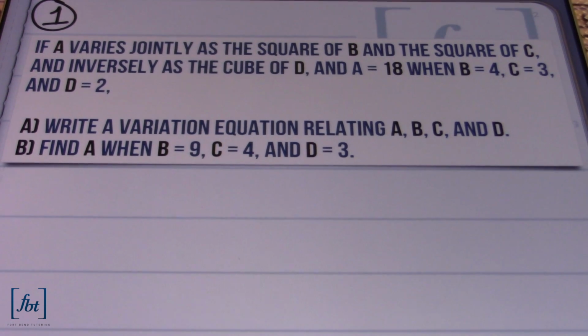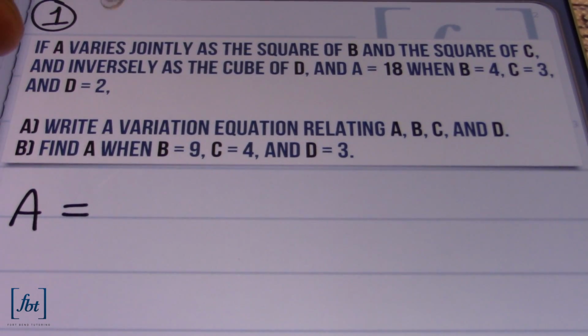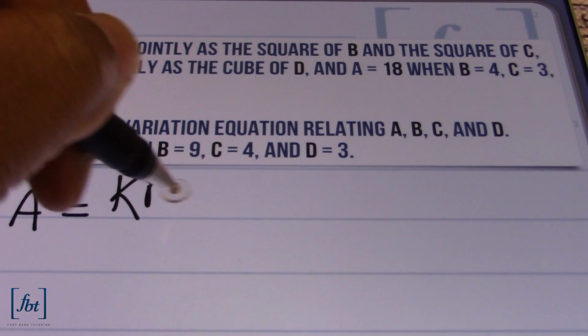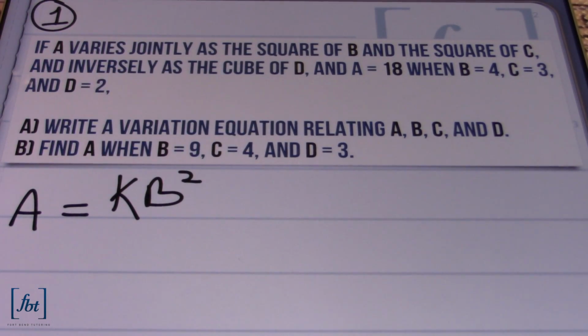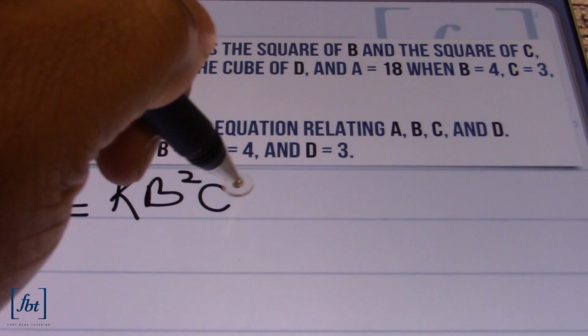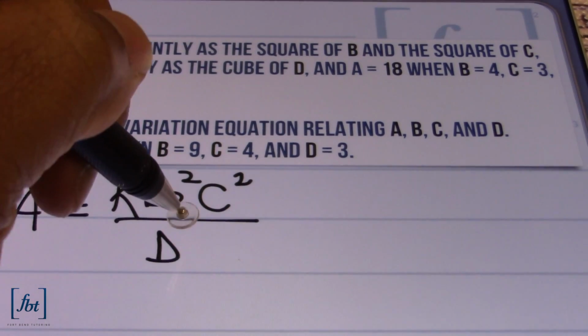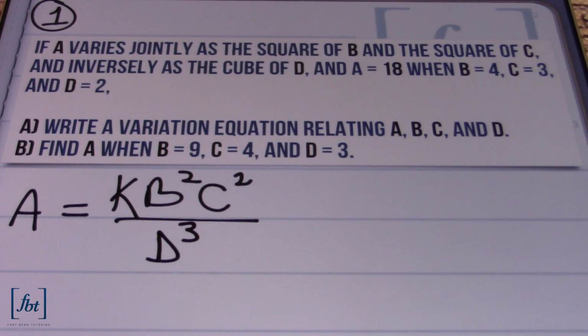So we're going to start out by setting up our combined variation. Make sure that you refer back to the format that I gave you on the first page of our lesson today. Therefore, A is going to vary jointly, which means that we're going to be multiplying two variables together. The square of B, so we'll have your constant of variation k, times b squared, multiplying that times the square of C. So here I have c squared. All of this is going to be over, as it says it's inversely as the cube of d. So we'll have d cubed. And this is what we have thus far. This is the setup of our combined variation equation.